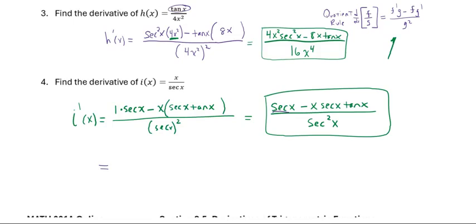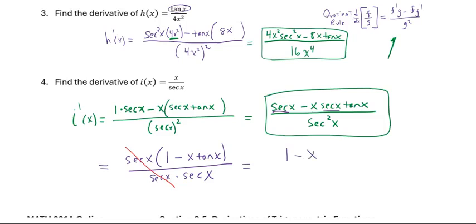You might notice that the numerator terms both have a secant in common, so you could factor that out. This is going to be nice: 1 minus x tan x. And on the bottom, remember that secant squared x is just secant x times secant x. And then you can see that these will in fact simplify once you have it factored. So yeah, this is a better answer. Let's use this one: 1 minus x tan x over secant x. This is the simplified answer.